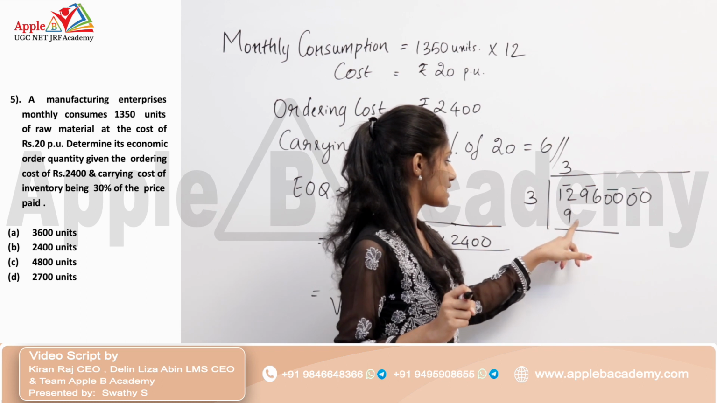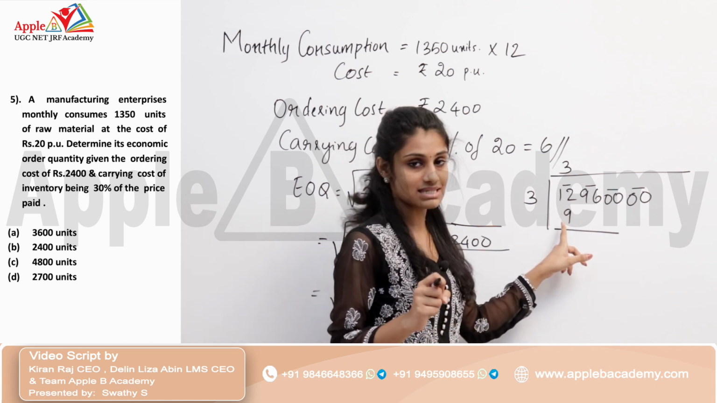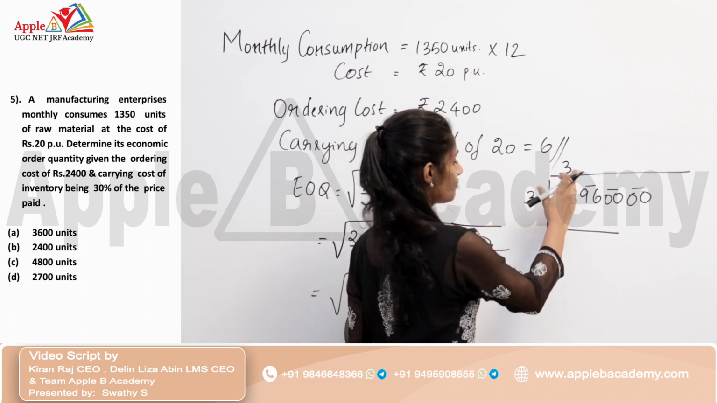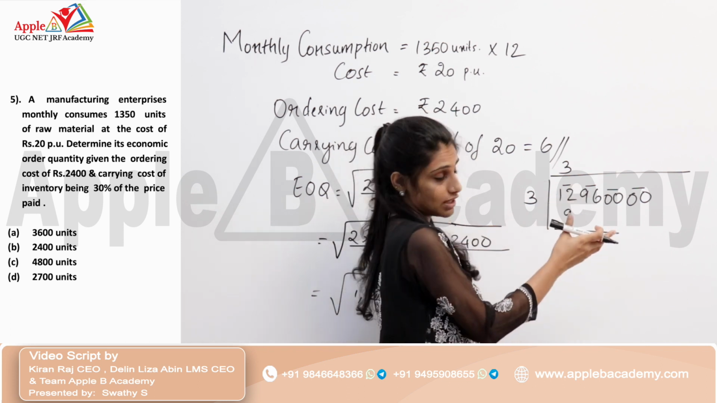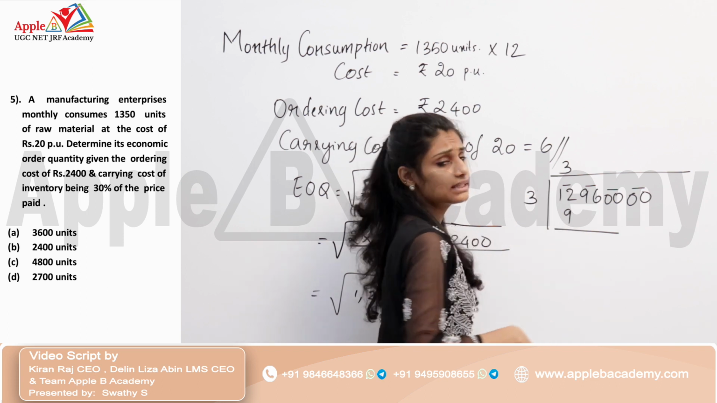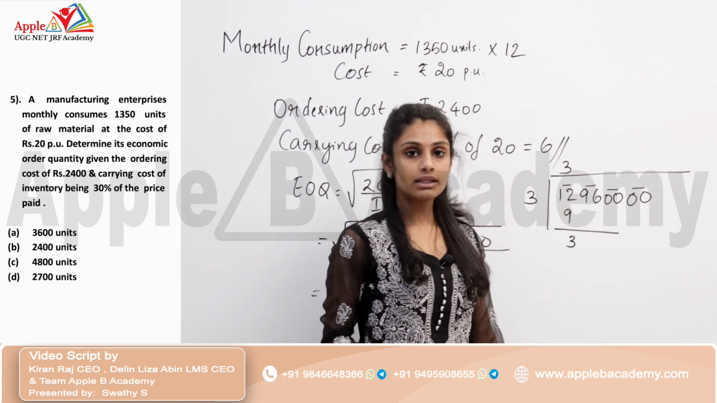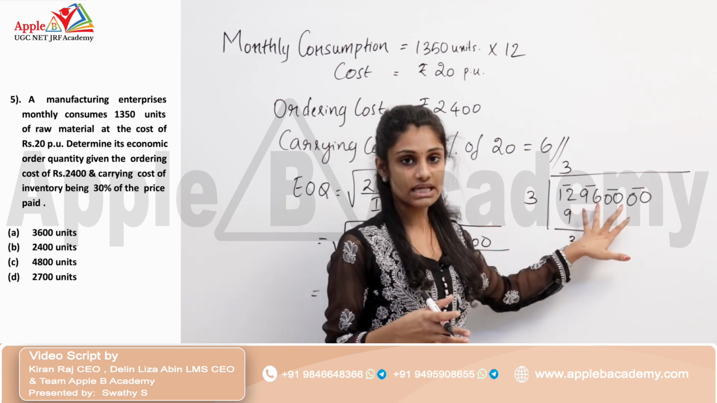So the number which is less than 12 and is a perfect square is 9, which you get by 3 into 3, that is 9. Now, as in division, you should take the difference. So 12 minus 9, you will get 3.